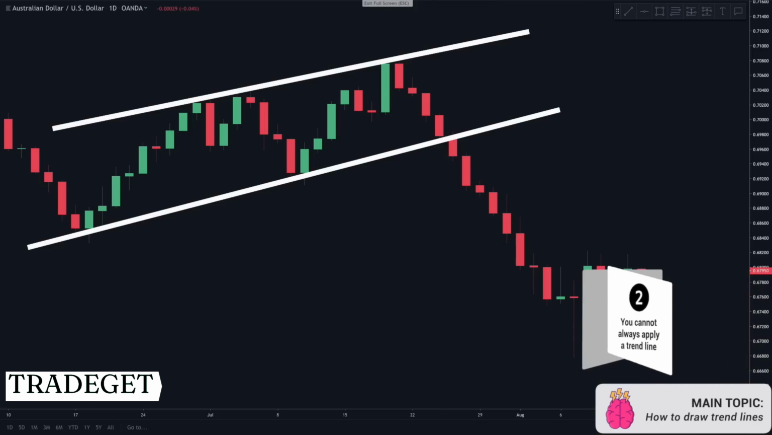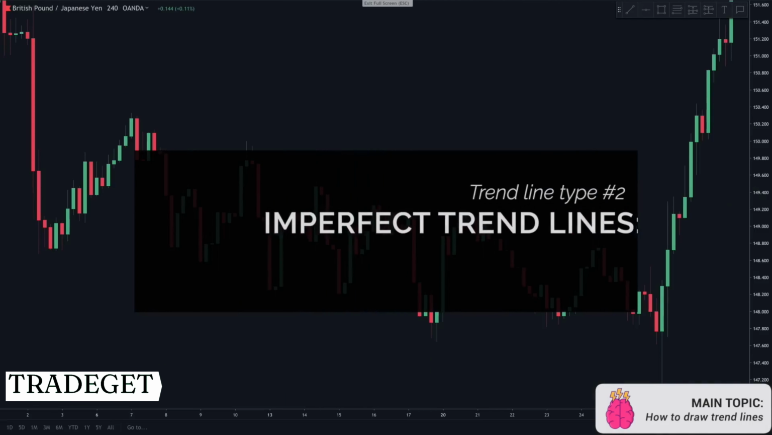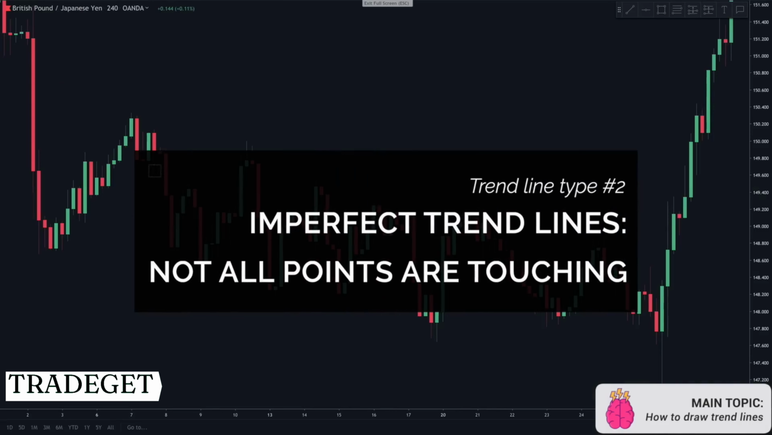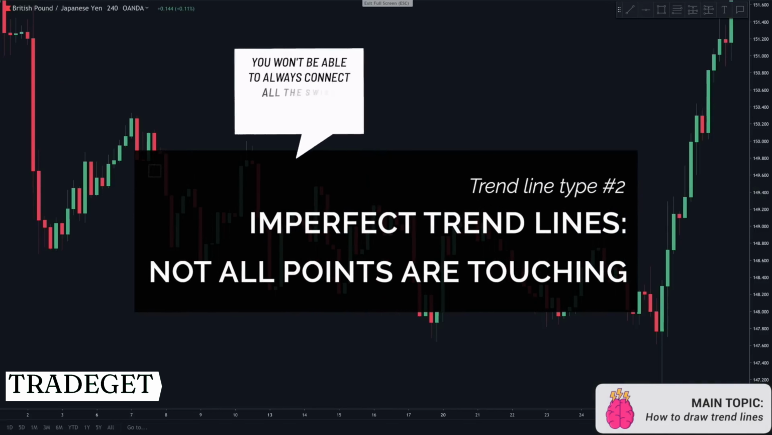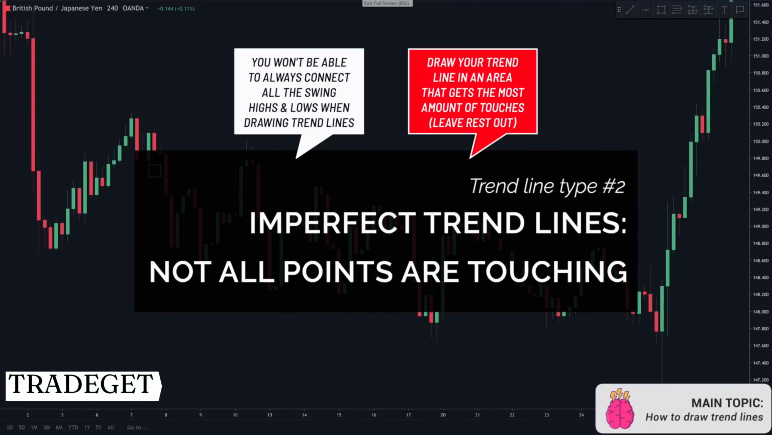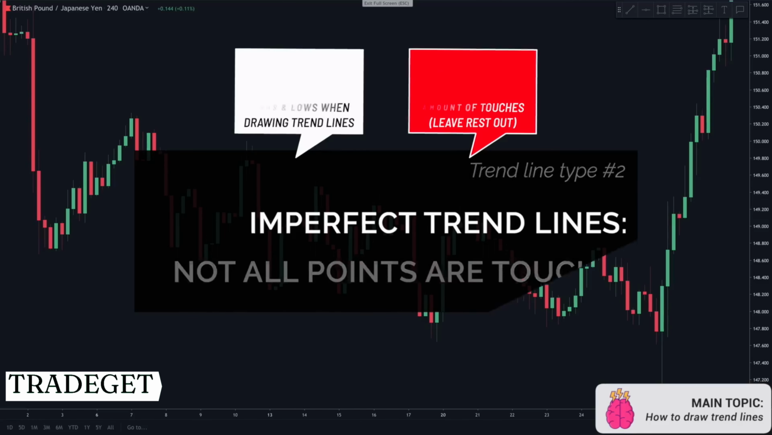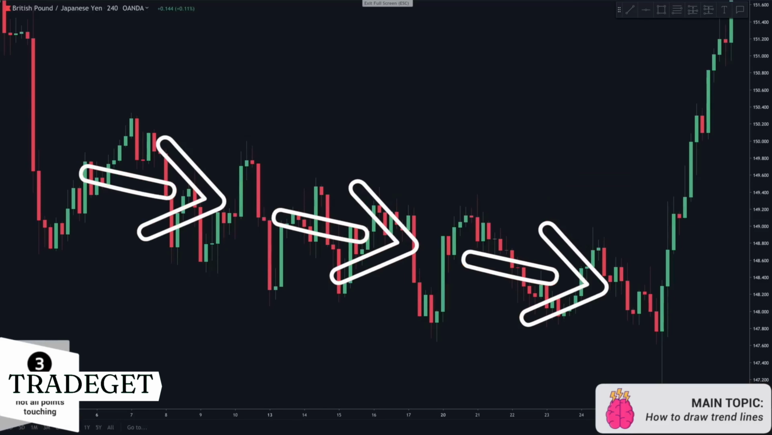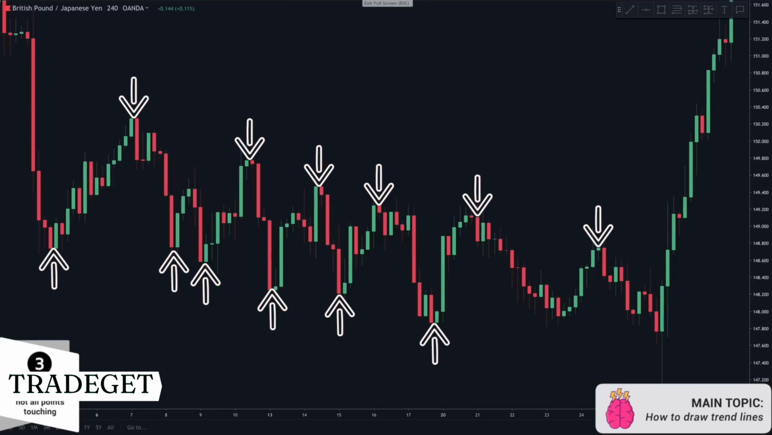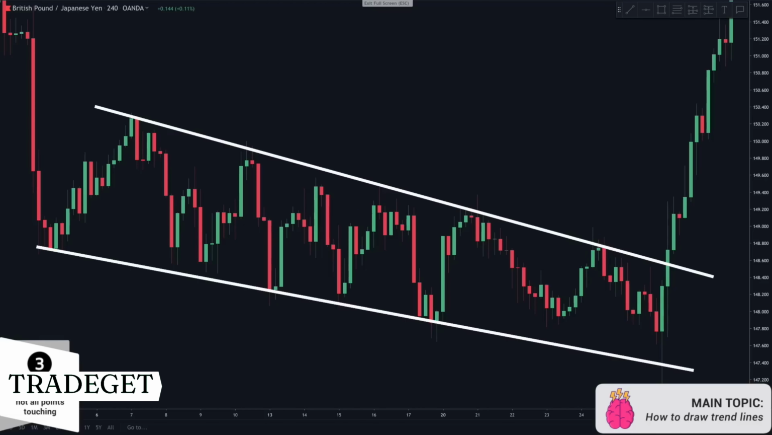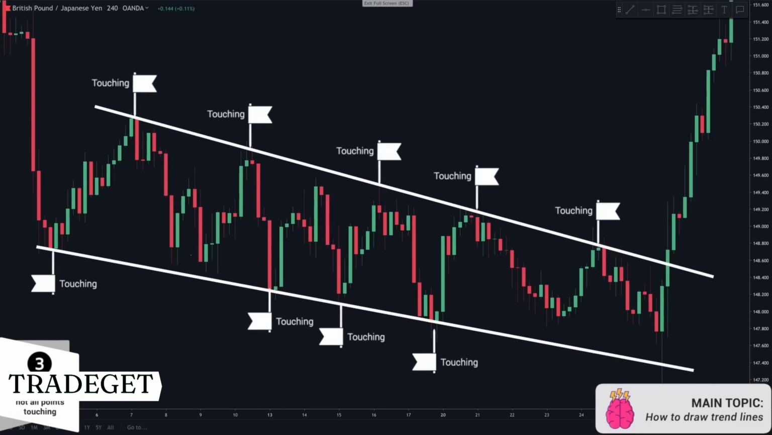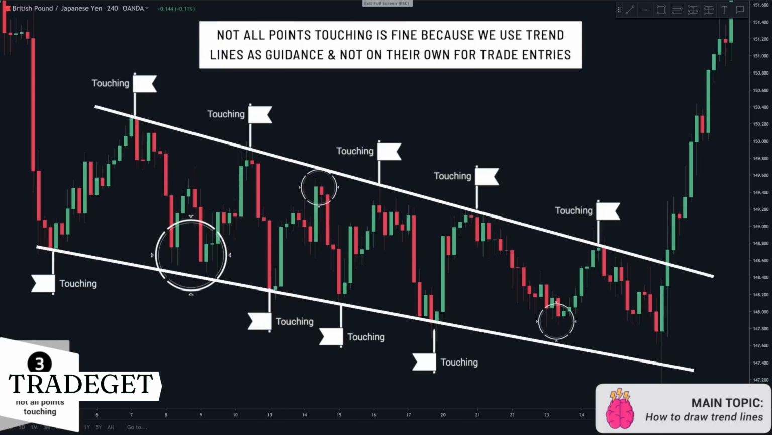So let's get into imperfect trend lines. A type of imperfect trend line you will often see is when not all the points are touching. What this means is when you draw a trend line, you won't always be able to connect all the swing highs or swing lows. So in that case, just draw your trend line where it can touch the most amount of points and leave the other points out. So here is a clear moving downtrend, and let's go ahead and apply our trend lines where we can get as many touches as possible. Now notice how these points here all touch the trend line, but these points here do not touch, and that is perfectly fine because again, we use trend lines as guidance. We don't use them on their own for trade entries.